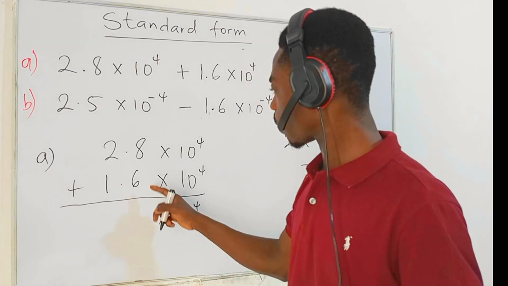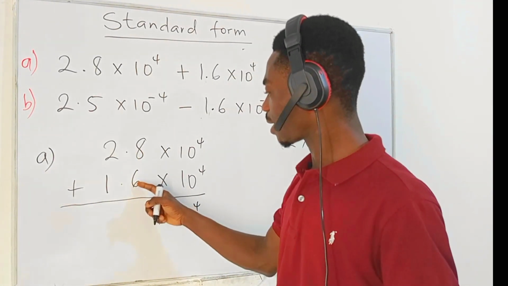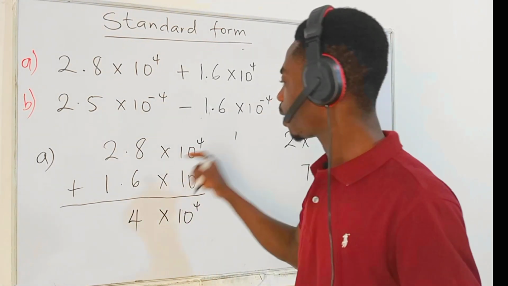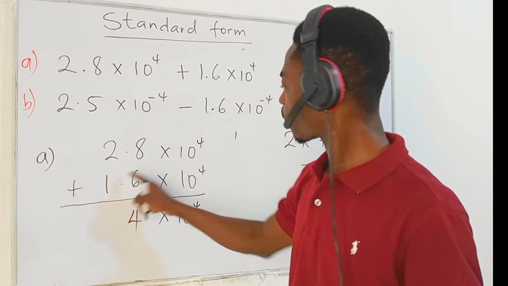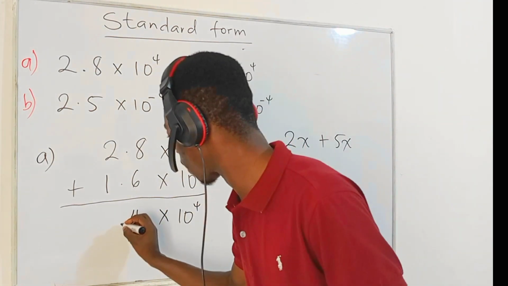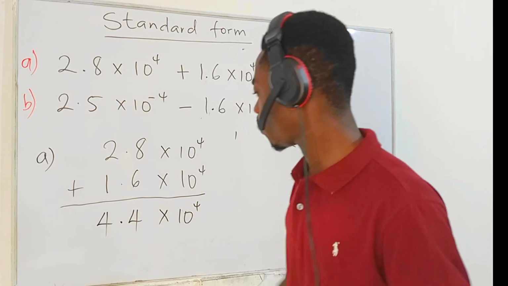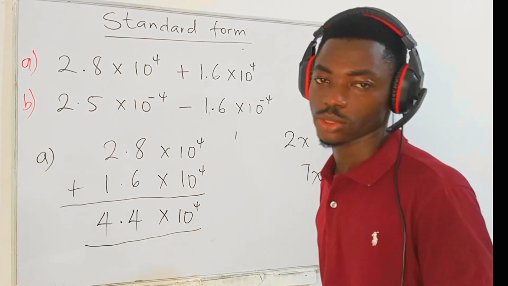Then we sum this one. We have 8 plus 6, that is 14. So we will write 4 remainder 1. Then 2 plus 1 is 3, plus 1 is 4. But don't forget, we have a decimal point right here. And we are done. So simple, right?